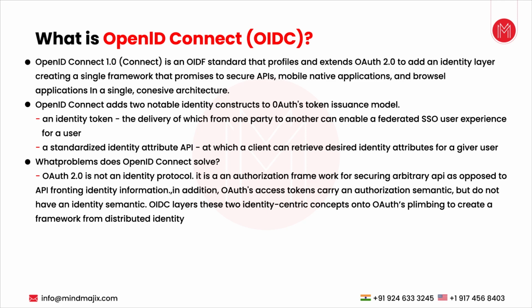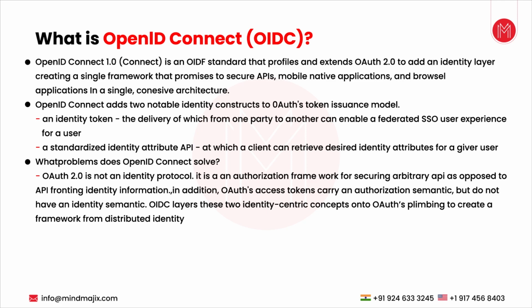It adds two notable identity constructs to the OAuth 2.0 token issuance model. One is an identity token. You don't have an identity token in OAuth 2.0, so the identity token is something you get when we talk about OIDC. The other thing you get is a standardized identity attribute API at a client, which can be used to retrieve desired identity attributes for a given user.